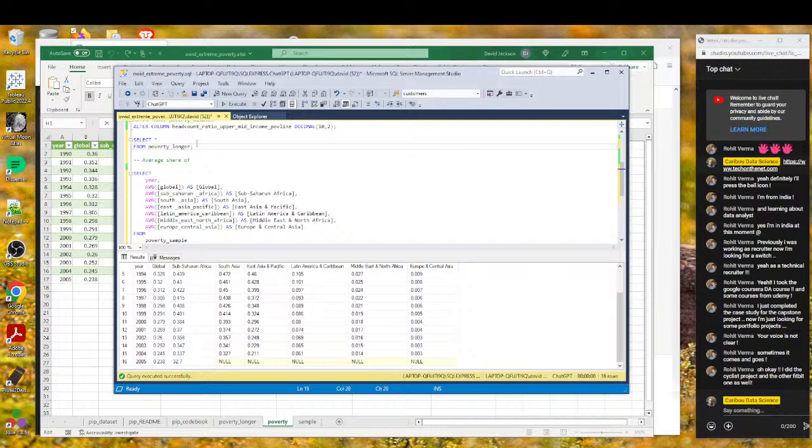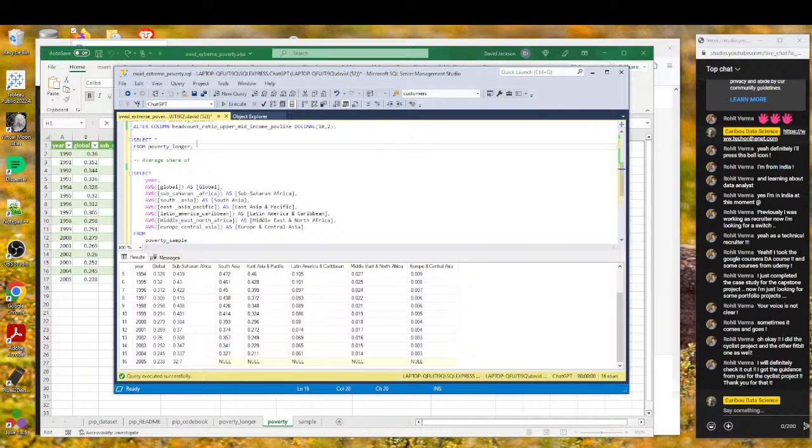But the thing is this, we only have one row per year. Okay, so we got this here. And the question is, which of these countries is below the global poverty level. Okay.